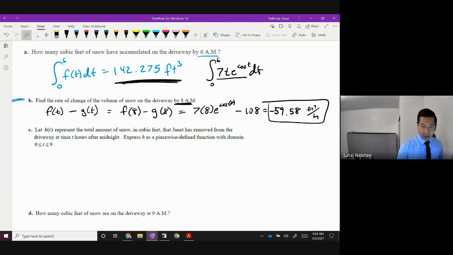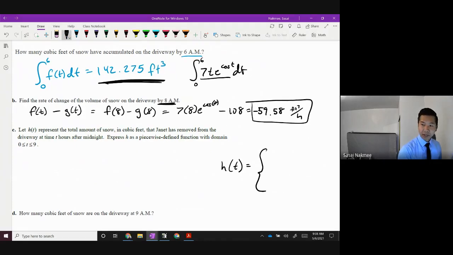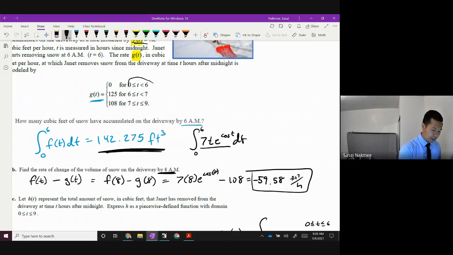So they basically want something like this. They basically want something where H of T is equal to, and then there are 3 functions here for 3 different times. So when T is between 0 and 6, and then when 6 is less than T is less than 7, and then when 7 is less than T is less than or equal to 9. How do I get these right here? It's part of what's given. You see that? The amount of snow she's removing follows this piecewise function, which has these 3 different values.